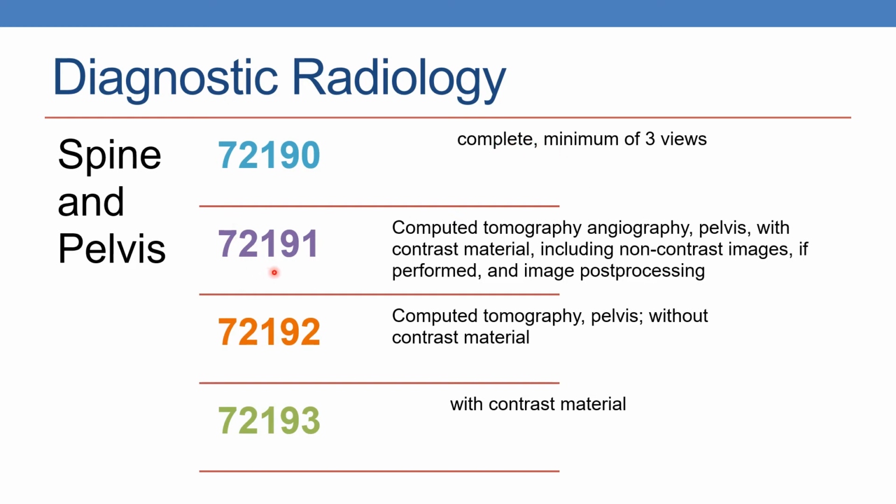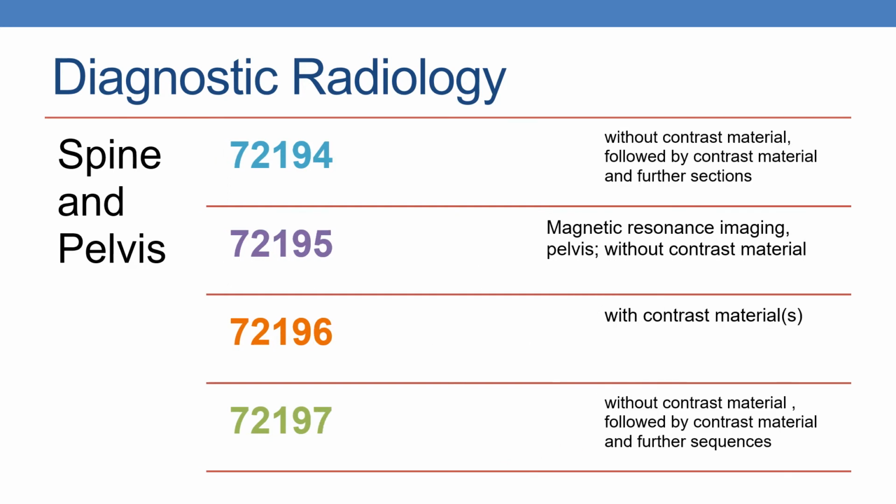The next is 72191, CTA, pelvis with contrast, including non-contrast images if performed and image post-processing. The next is 72192, CT, pelvis without contrast material. The next is 72193, which is nothing but CT, pelvis with contrast material. The next is 72194, CT, pelvis without contrast material, followed by contrast material and further sequences.